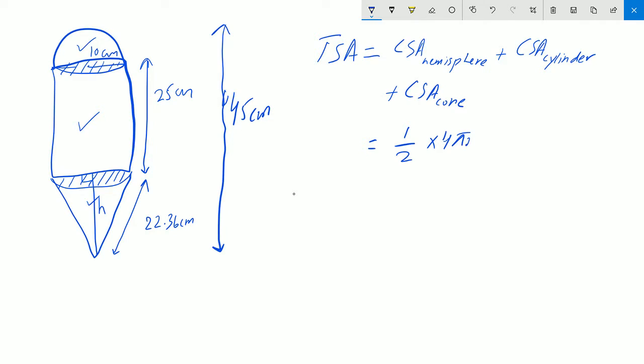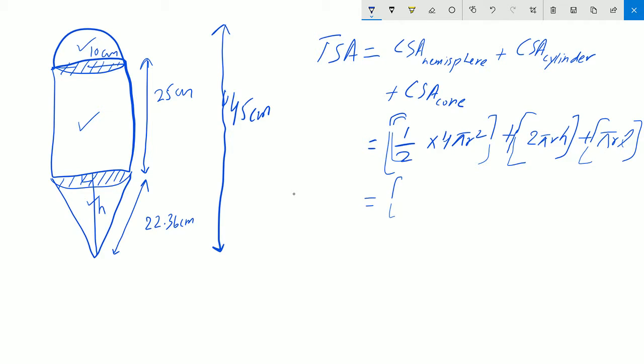The formula for the curved surface area of a hemisphere is 1 by 2 into 4 pi r squared. We're going to add that to the curved surface area of a cylinder, which is 2 pi r h, and then we'll add that to the curved surface area of a cone, which is pi r l. We know all the values, we're just going to plug them in these formulas.